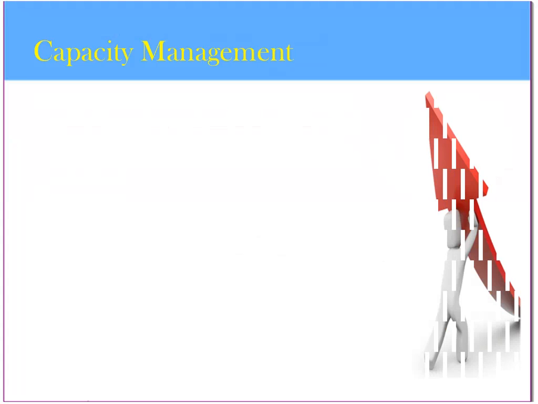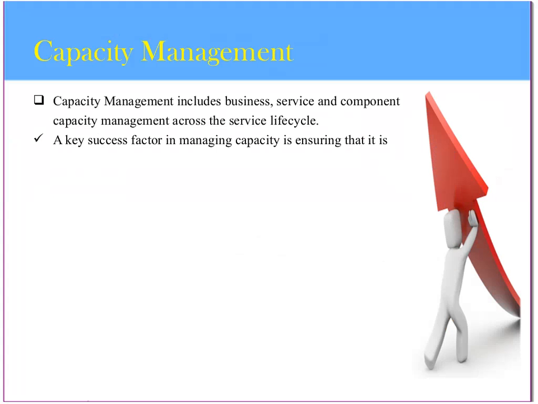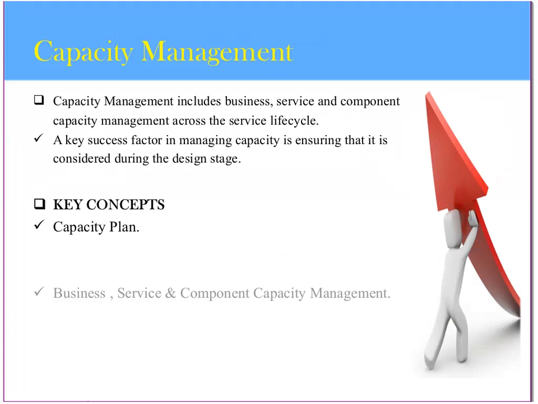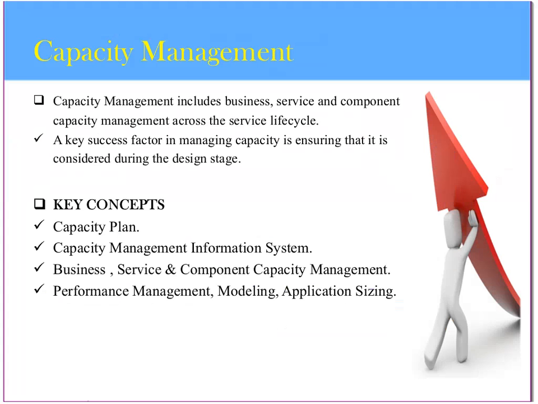Moving to the next part, that is capacity management. This picture is reflecting that a man is supporting some kind of thing, which is the capacity. How much capacity he has to support the things. So capacity management includes business, service and component capacity.